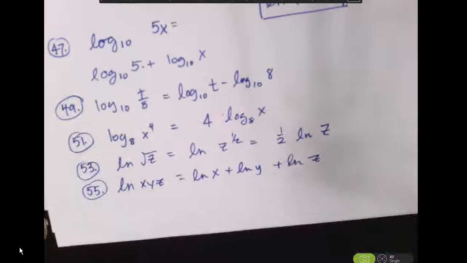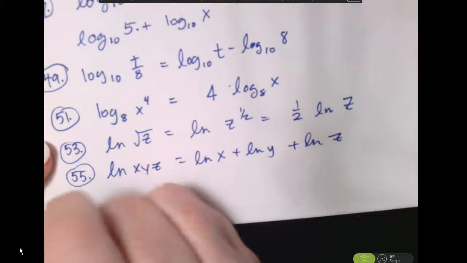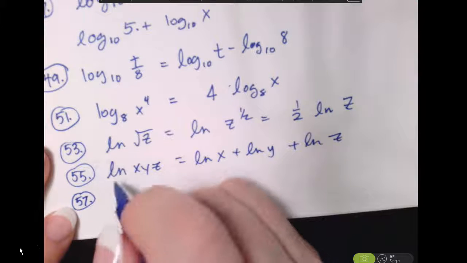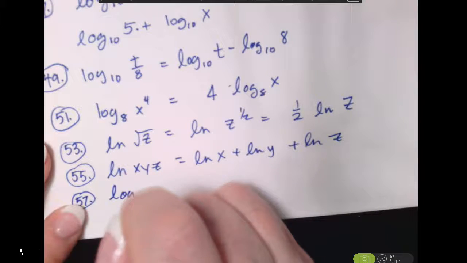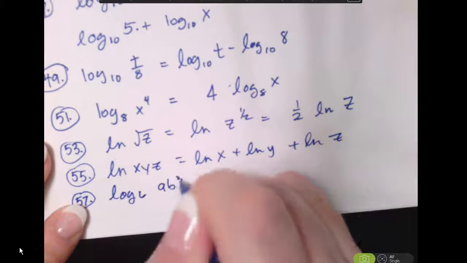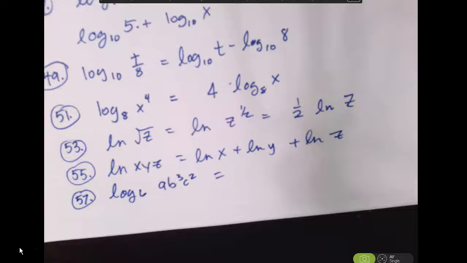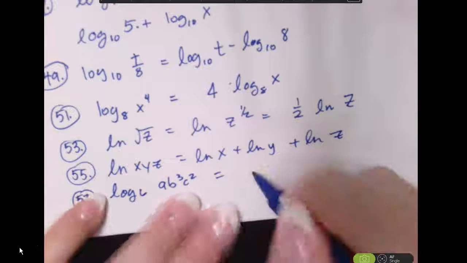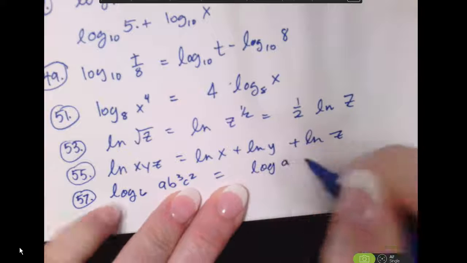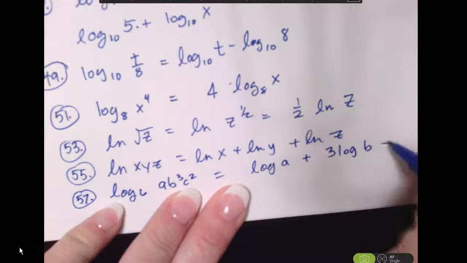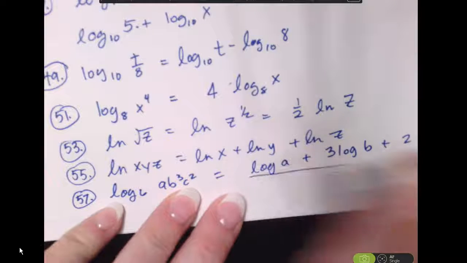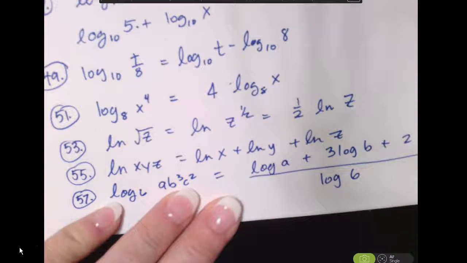57 is log base 6. Ooh, this one's got a lot of stuff in it. Log base 6 of ab cubed c squared. So I'm going to break this into, it's a product of 3 things. 2 of them have exponents, so I'll use the power property, and then the whole thing at the end I will just divide by the log of 6. So we'll have log of a plus 3 log b plus 2 log c, all divided by log of 6.